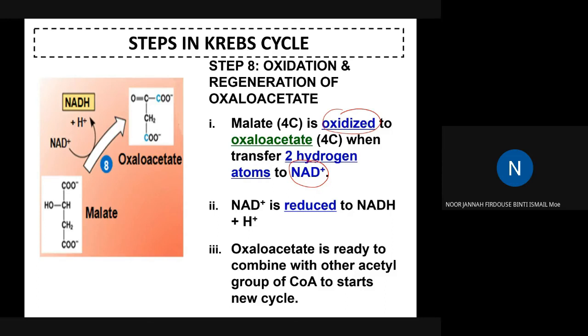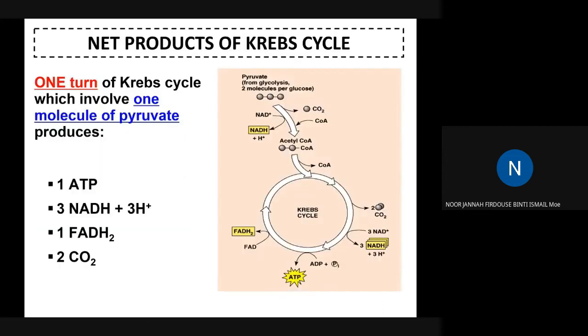Ada soalan? Tak ada, jadi kat sini one turn. Maksud one turn ni satu pyruvate. Since we produce two pyruvate from glycolysis, so we should have two pyruvate. So we should have two turns. Okay, two turns. One turn of Krebs cycle will produce one ATP.